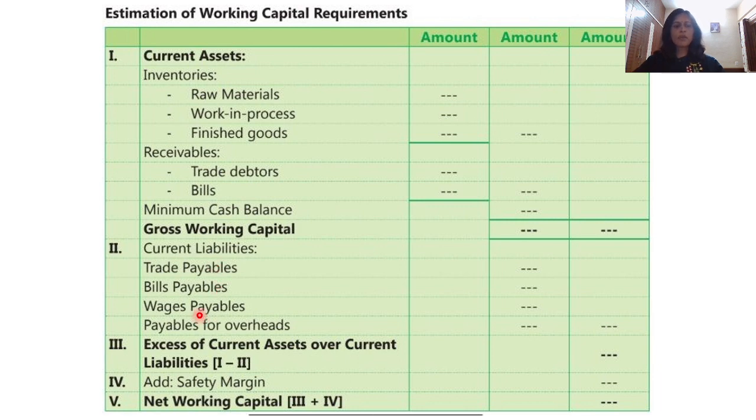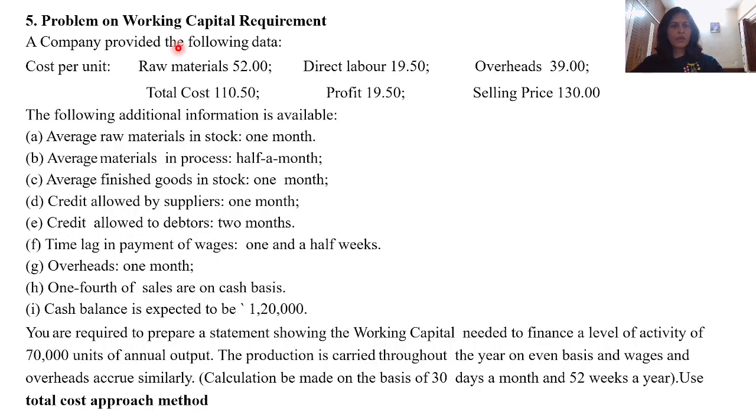Then your wages payable, any outstanding expenses, outstanding wages, outstanding salary, outstanding rent, everything will come here. So these all are your outstanding things. Now let me show you through one example.